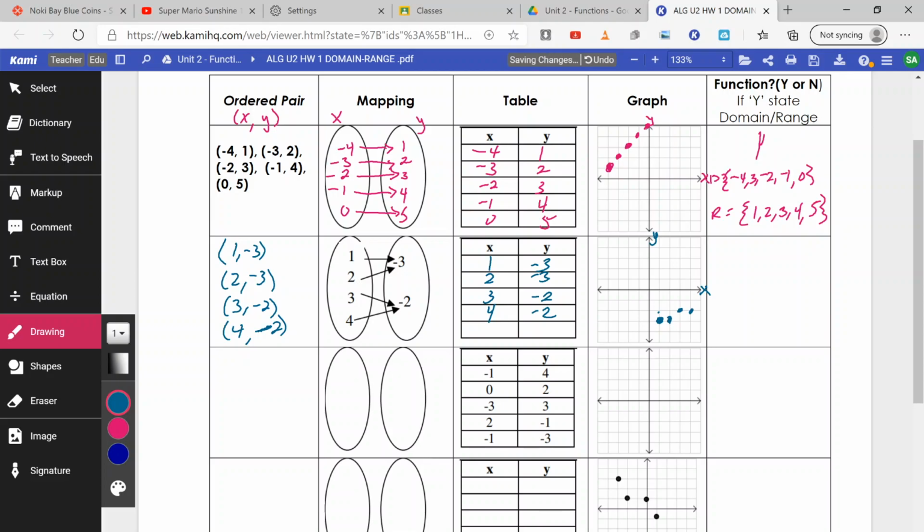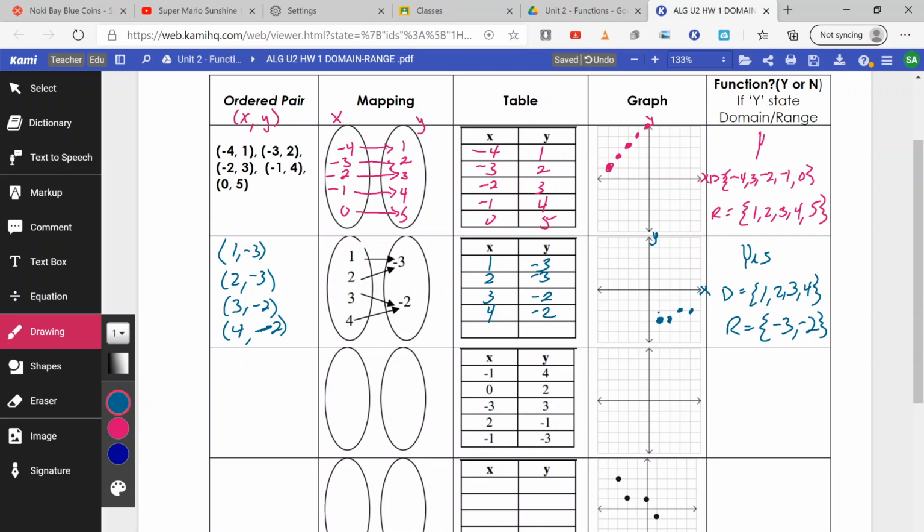So do I have a function? Vertical line test: I can draw a line through each point. I'm only going to hit one, so yes. The domain is my x values, 1, 2, 3, and 4. And then my range are my y values, which in this case are just -3 and -2.